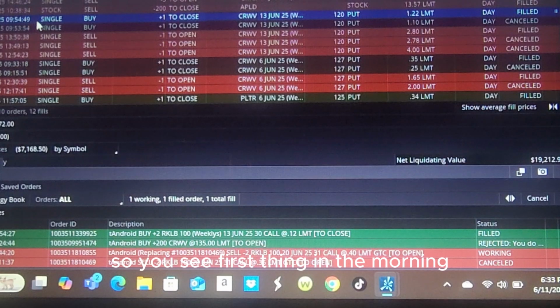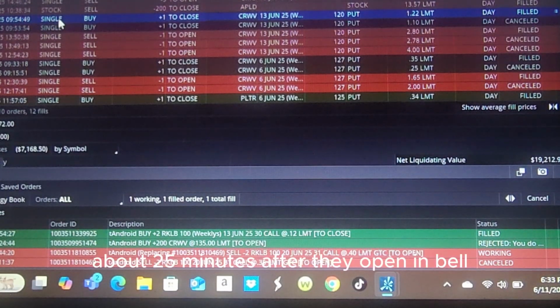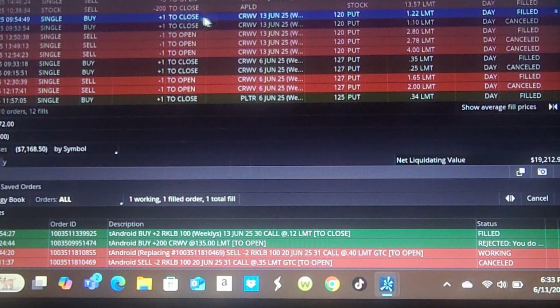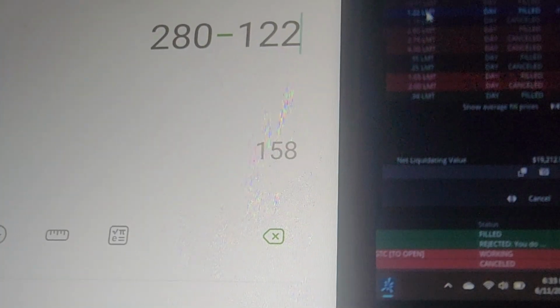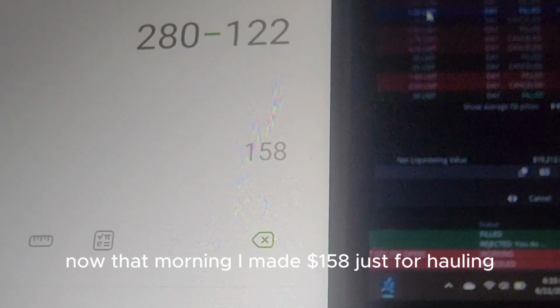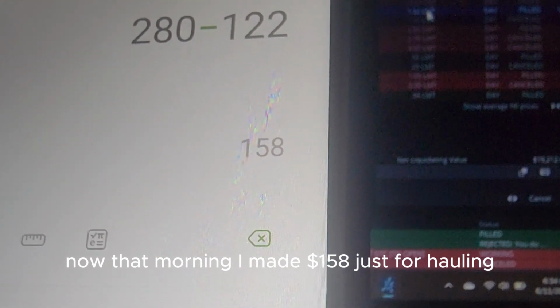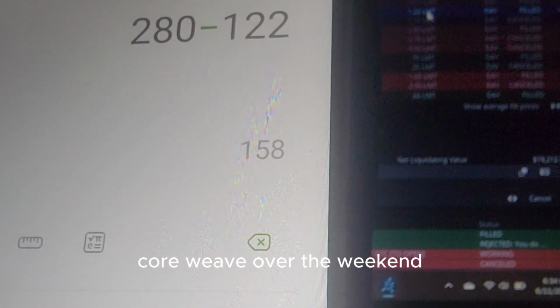So you see, first thing in the morning, about 25 minutes after the opening bell, I bought that contract back for $1.22, and you can see where I got filled. Now that morning, I made $158 just for holding CoreWeave over the weekend.